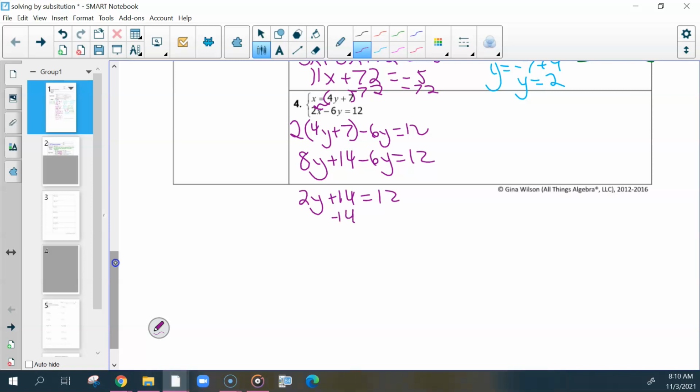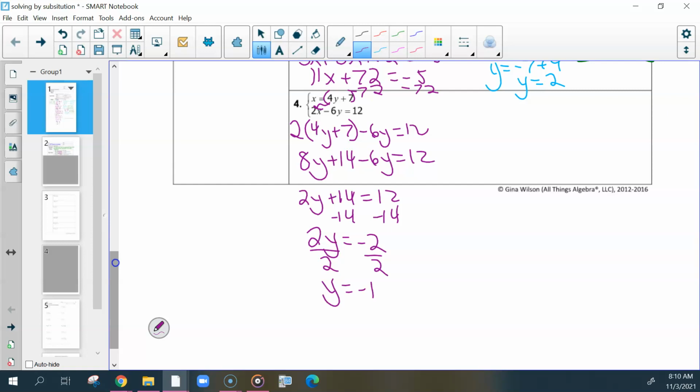Subtract 14 and divide both sides by 2. We have our y value. We now need to go back and find our x value.